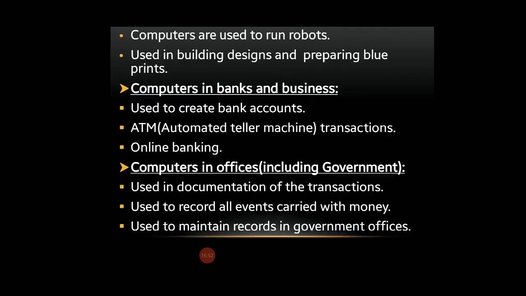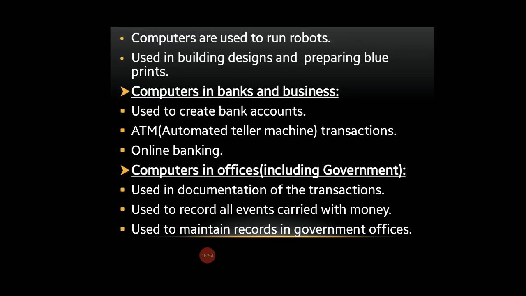Next, computers are used to run robots, in robotic engineering to generate the robots, in artificial intelligence technology, and used in building designs, preparing blueprints. That is, before constructing a building, a blueprint or model of the building is designed. For that, CAD and CAM software are used.